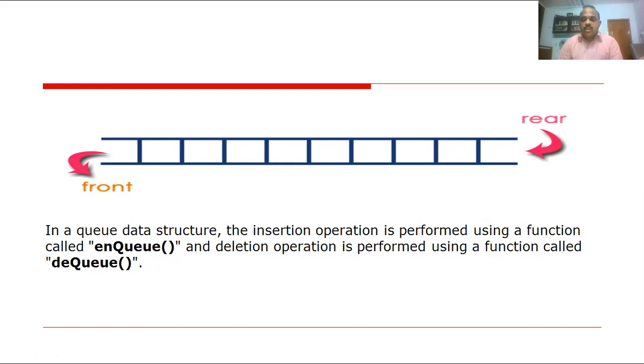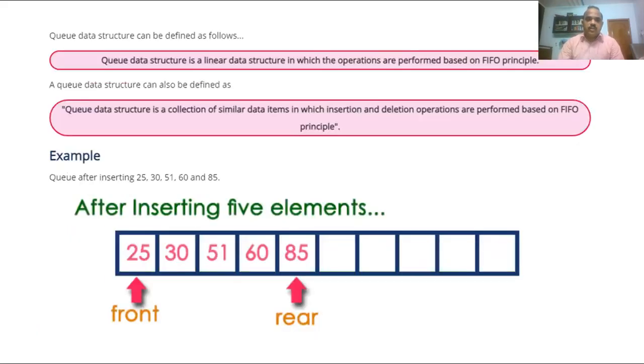Clear? There are two ends in the queue. So here there are also two operations. The first one is NQ, the second one is DQ, along with is empty and is full. The NQ operation is used to insert an element into the queue. The DQ operation is used to delete an element from the queue. Initially, set front equal to rear equal to -1.